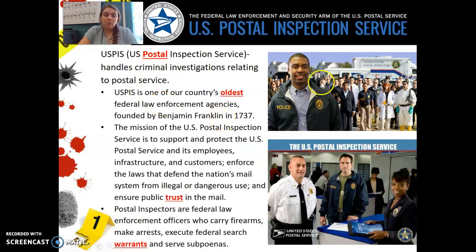The USPIS is one of the country's oldest federal law enforcement agencies. We've had mail going around since 1737, so this was created a very long time ago. And it's there to enforce the laws that defend the nation's mail system from illegal or dangerous use and ensure public trust through the mail. So that would be what they focus on. It is a whole department, though, just making sure that things that are being shipped and sent through mail are safe and not like people sending each other a bomb.